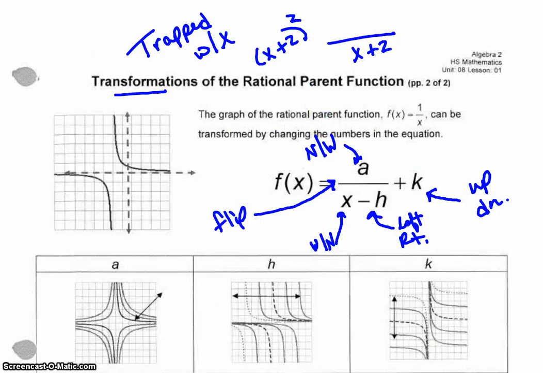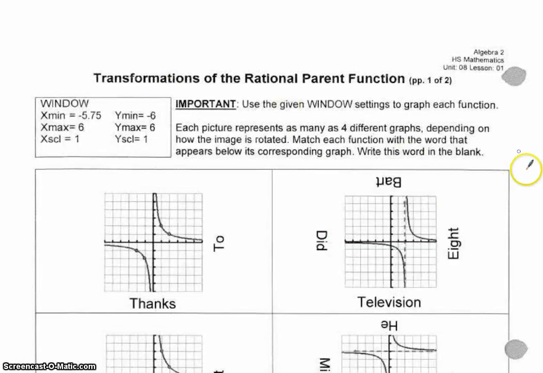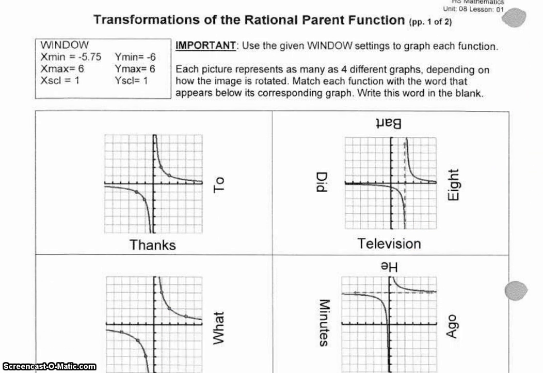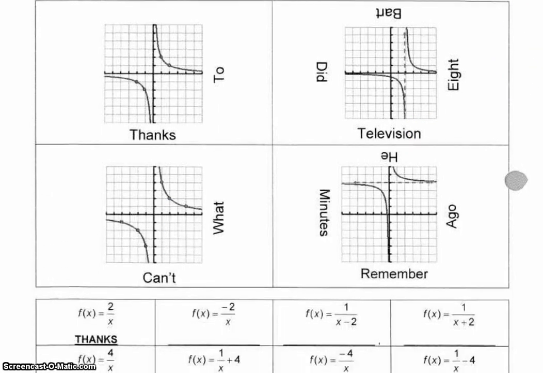Going to the back. First of all, they want you to set your window. I'm not overly concerned about you setting the window because I really think you can do this without using a calculator.